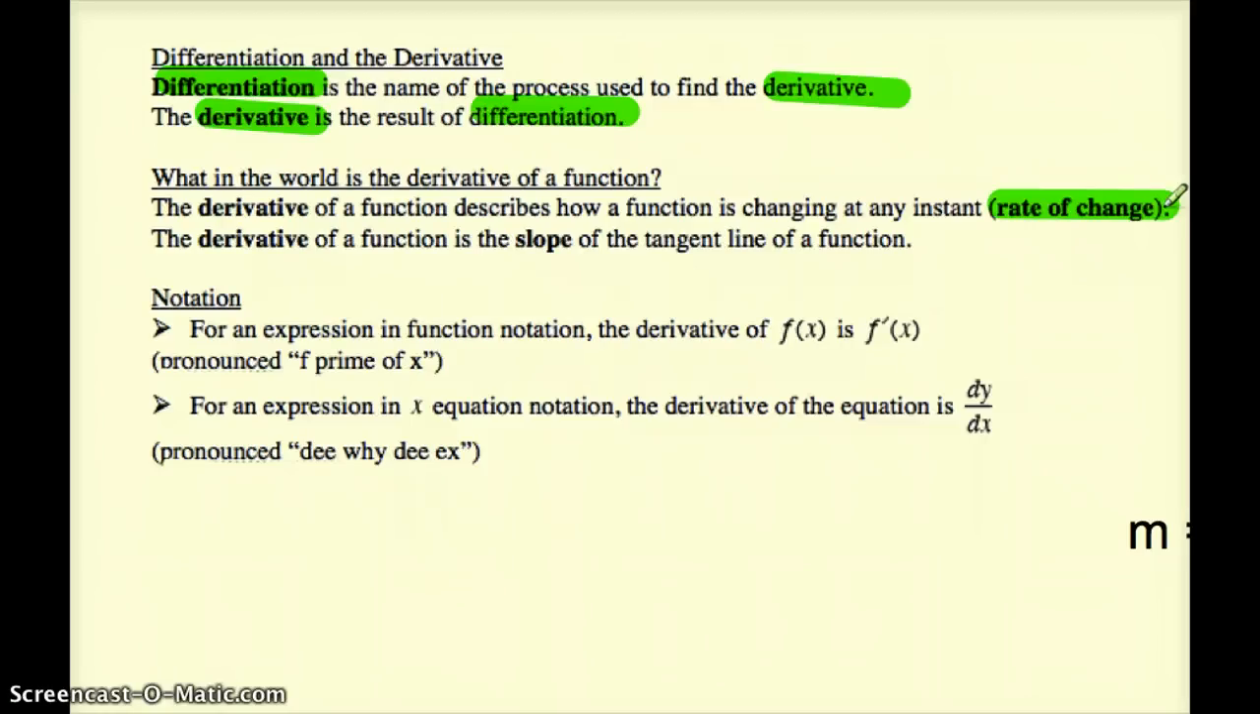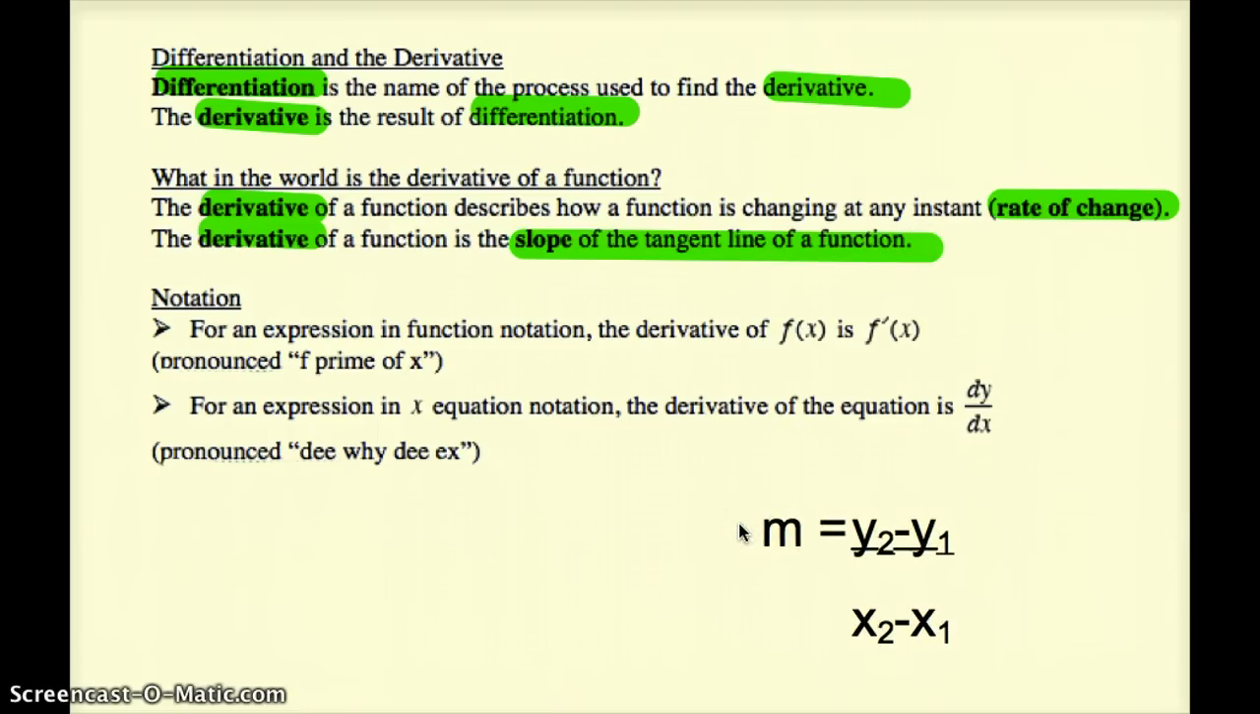Well, the derivative, once again, is a specific kind of slope, and it's the slope of a tangent line of a function. So just to recall, the slope of a line is equal to y2 minus y1 over x2 minus x1. And in order to find the slope, you need to have 2 points so that I can see an actual change between the 2 points.